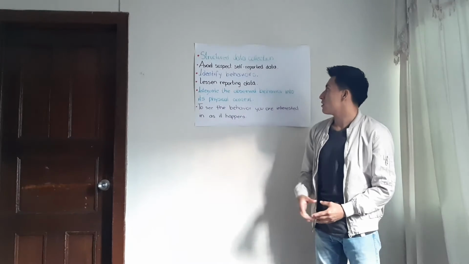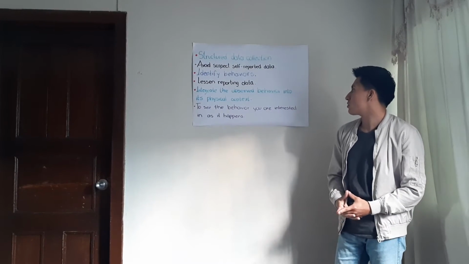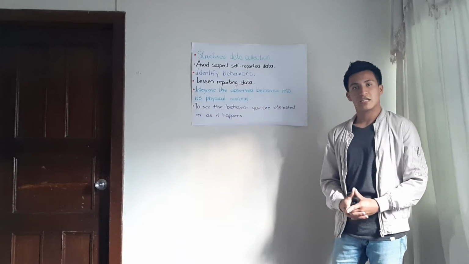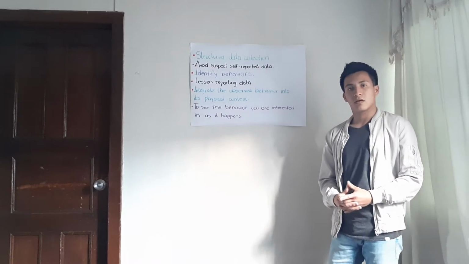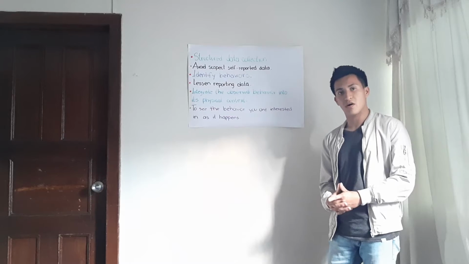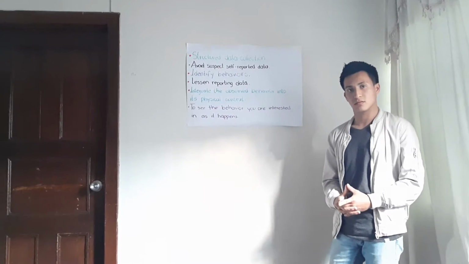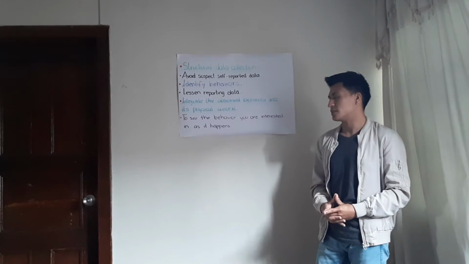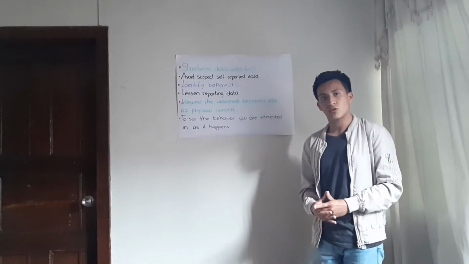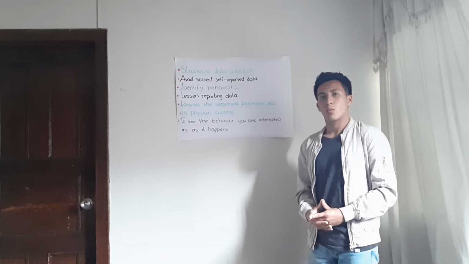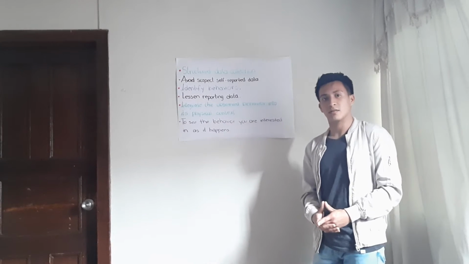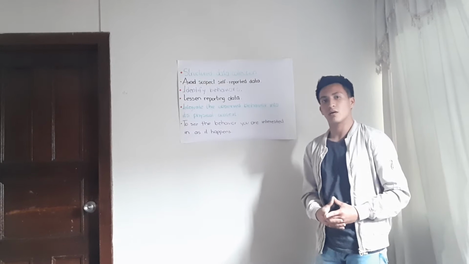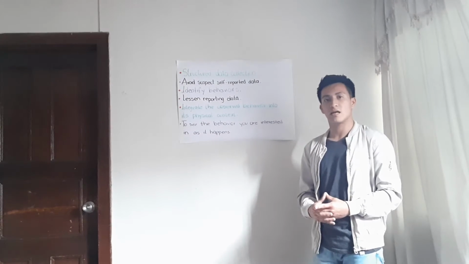Fifth, to integrate the observed behavior into its physical context. This technique can help us to feel how the setting and the behavior are connected. And the last one, to see the behavior you are interested in as it happens. When we have observable behavior questions, we can't trust them secondhand. With participant observation, we can distinguish more specific details than the other techniques.